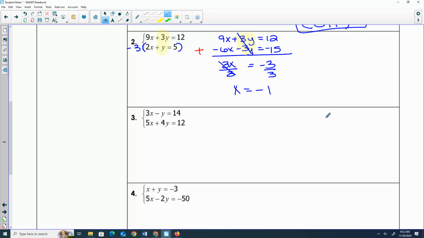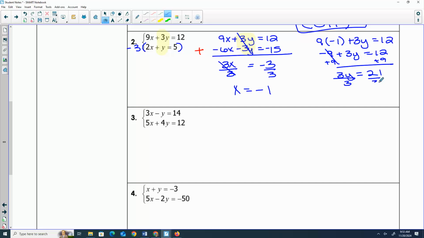So then I can plug that into either of the originals. So if I just go with the first one, 9 times x, which is negative 1, plus 3y equals 12. Add over my 9. We get 3y equals 21. Divide by 3 and y is 7. So my answer is negative 1, 7.